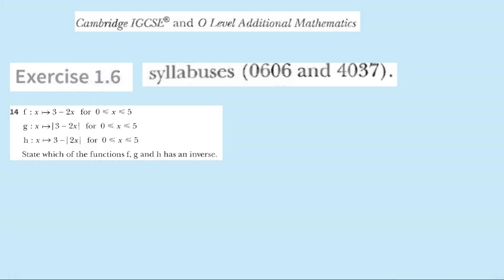Here we go. See question number 14 carefully. f of x is equal to 3 minus 2x for x from 0 to 5. g of x is equal to the absolute function of 3 minus 2x for x from 0 to 5, and h of x is 3 minus 2x absolute function for 0 to 5. State which of the functions f, g and h has an inverse.